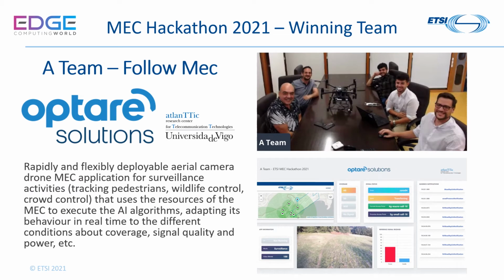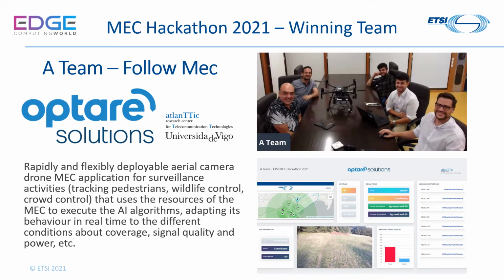There were many great submissions from different teams, but the team that stood out from the rest was the A team, and their submission was Follow MEC. This was from Optare Solutions. Their submission was about an aerial camera drone which was onboarded with a MEC application for surveillance activities such as tracking pedestrians, wildlife control, and crowd control.